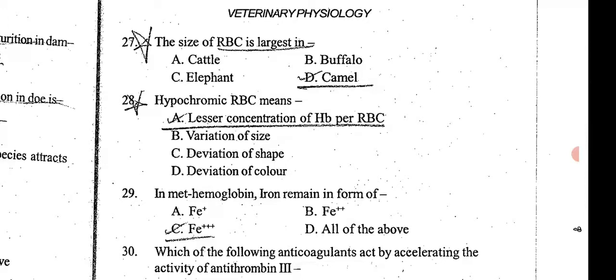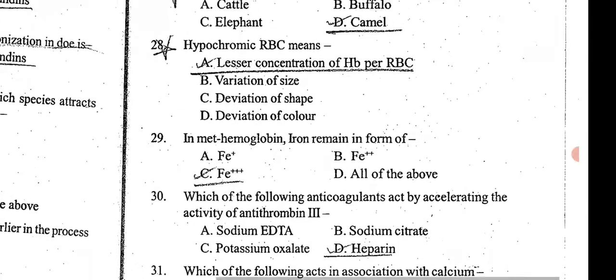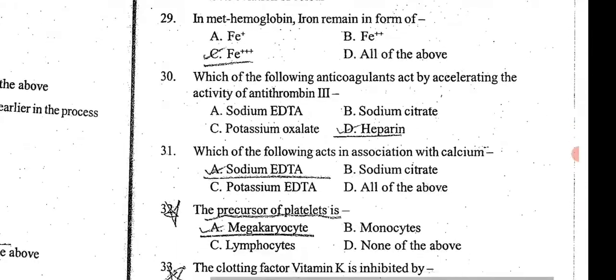Hypochromic red blood cells: hypo means less, chrome means color, which comes from hemoglobin, so hypochromic means less color, less hemoglobin, less concentration of hemoglobin per red blood cell. In methemoglobin, iron remains in the form of Fe+3. Fe+3 is methemoglobin, and hypochromic red blood cell means less concentration of hemoglobin.